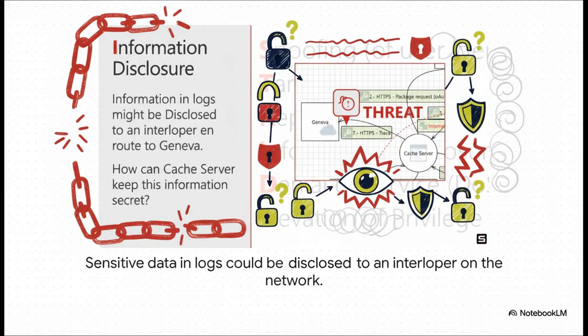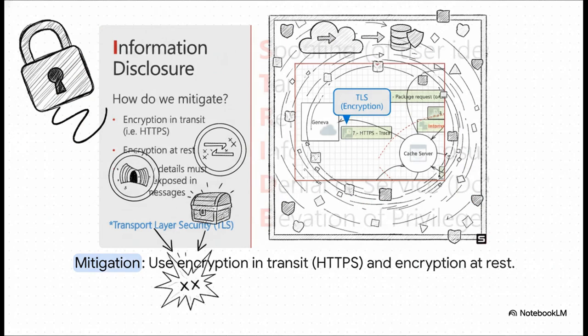Let's go back to our example of logs being sent to Geneva. If that data flow isn't protected, an eavesdropper sitting on the network could just read everything as it goes by. This is a classic man-in-the-middle attack, and it's a direct violation of our data's confidentiality. The number one defense against information disclosure is encryption. We use encryption in transit, once again, that's where things like HTTPS and TLS come in, to protect data on the move. And we use encryption at rest to protect data that's just sitting in a database or on a hard drive.